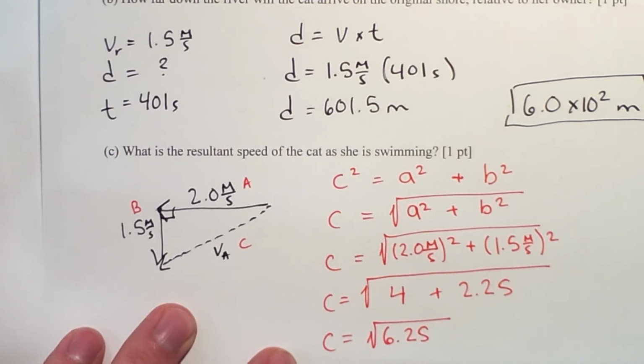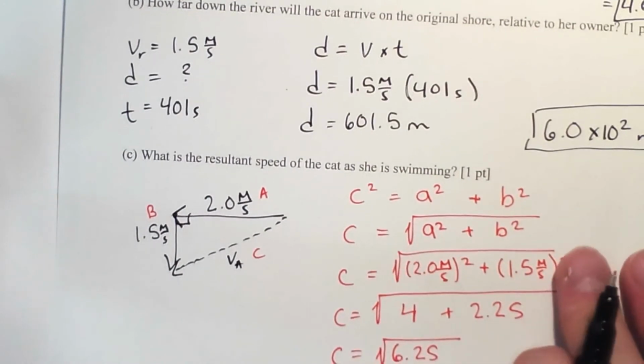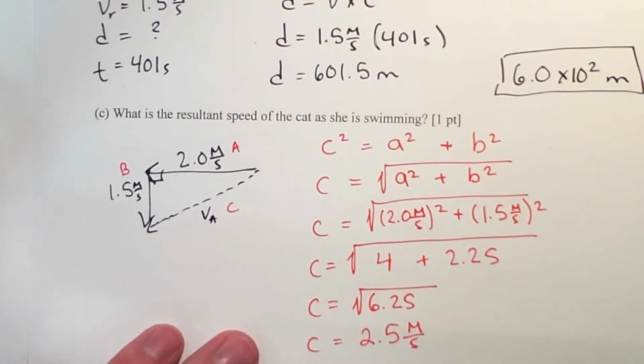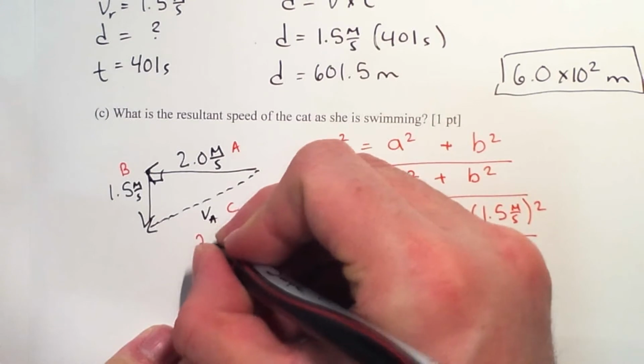So root 6.25. C is equal to 2.5 meters per second. I'm just off the camera there. So C is equal to root 6.25, or 2.5 meters per second.